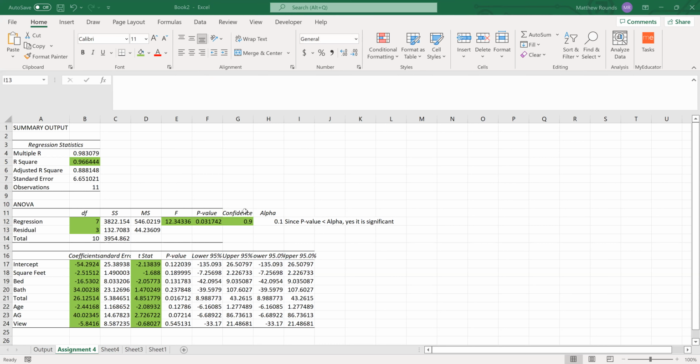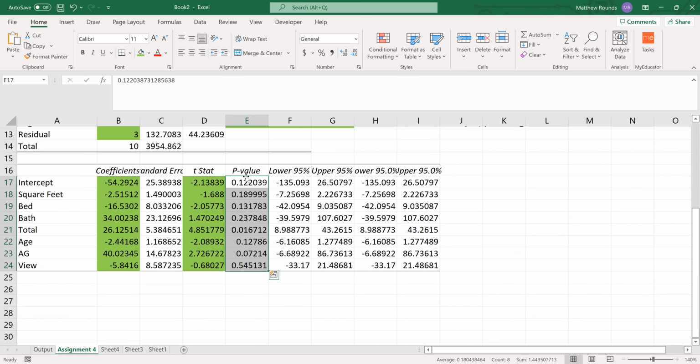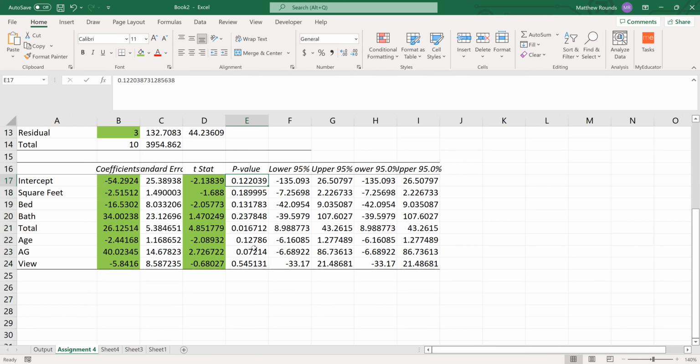Okay. Part C. Part C is now asking for the most significant and the least significant predictor. So you're just looking for the maximum of these p-values. Let me make this a little bit bigger. You're just looking at the maximum p-value and the minimum p-value. We already said that the minimum one is AG, which is attached garage. That's kind of weird, but okay. The least significant is the view. The view is the least significant.